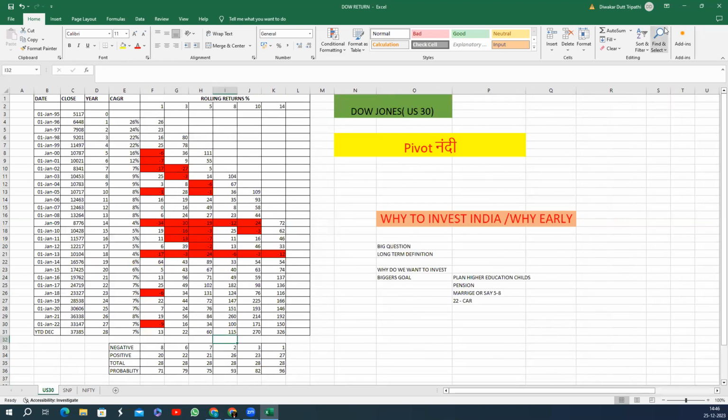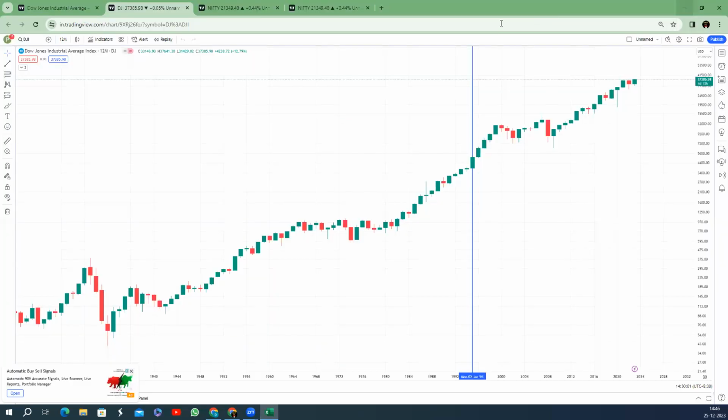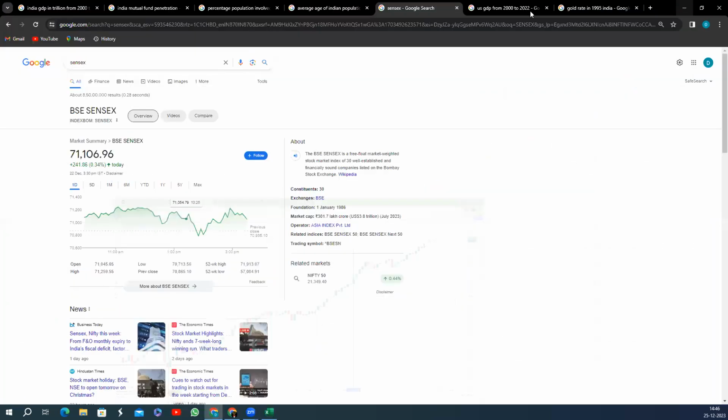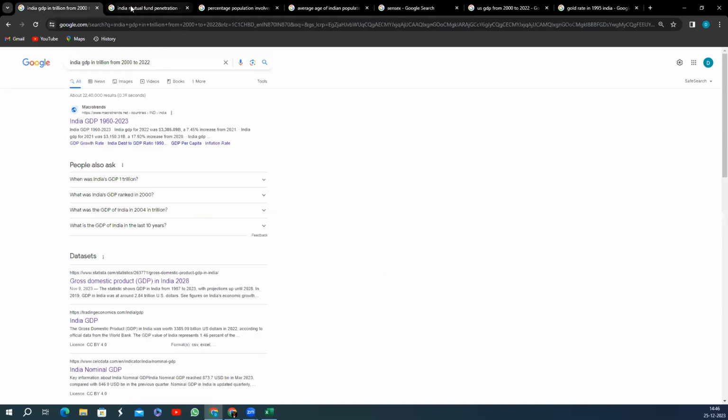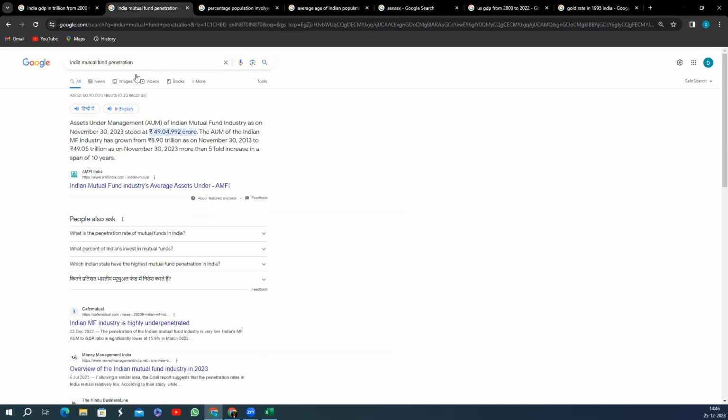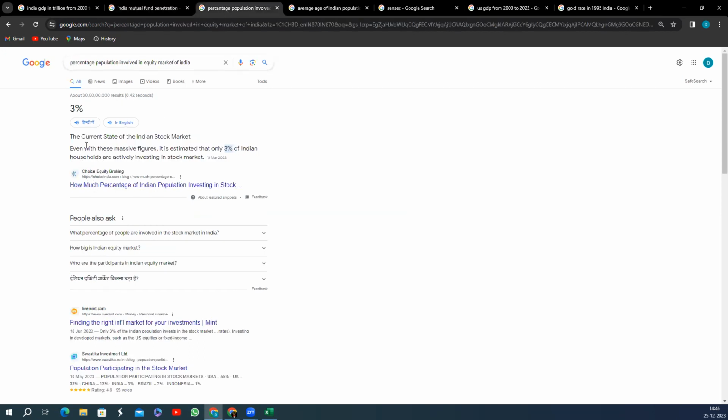One thing which I would also like to share with you all is how the Indian mutual funds penetration looks. First of all, you see the current state of the Indian stock market: only 3% of Indian households are actively investing in the stock market. 3%. You see how low the financial education level is. As this education level increases, our Indian markets are going to increase in value terms.